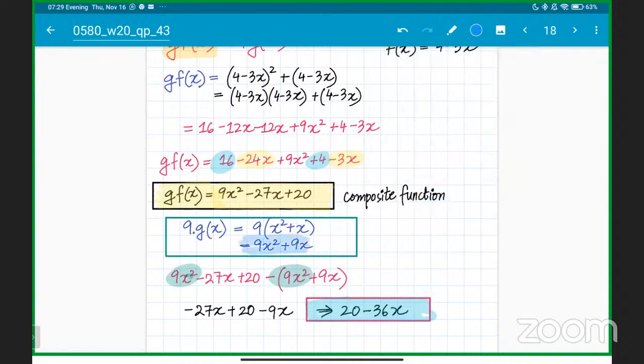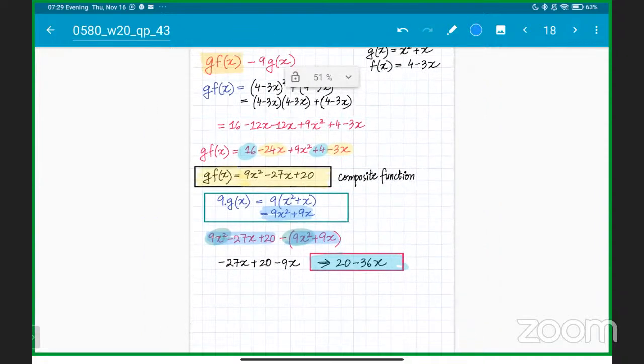So we are going to subtract this g(f(x)) function. Hold on, the azan is going, and subtract this. And we will get 20 minus 36x. Following? Clear now? That's the answer.